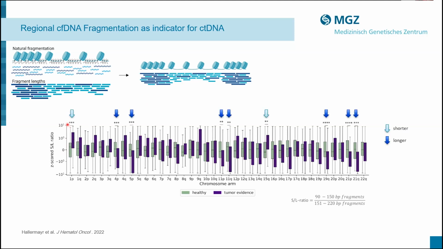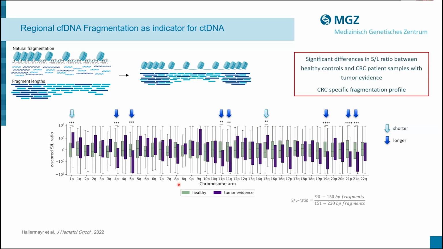As marked here with the arrows, there are several chromosome arms where we've observed significant differences in cfDNA fragmentation. I'd like to emphasize here that we only analyzed colorectal cancer patients, so the differences in chromosome-arm-wise fragmentation profiles might be different for other tumor entities, but still it might be applicable since it's all compared to the reference set of healthy controls.